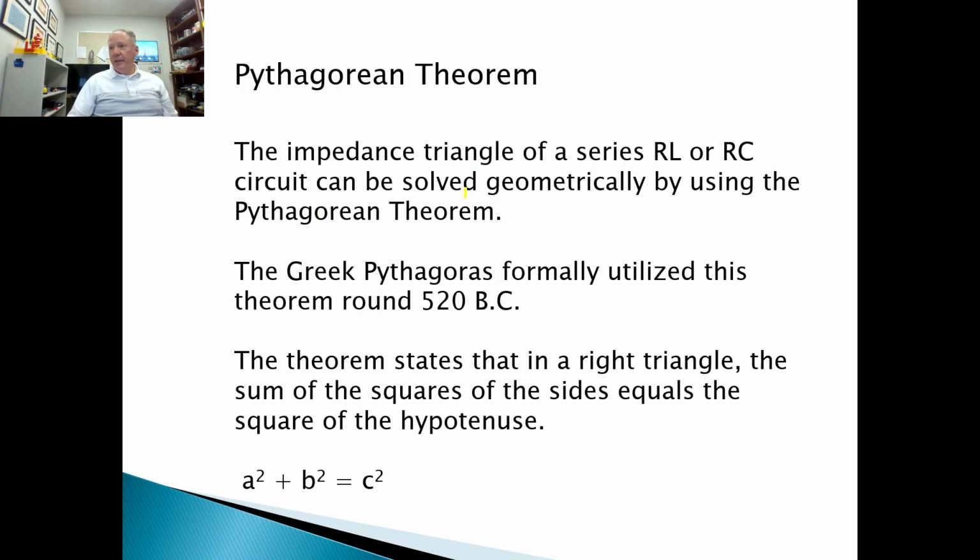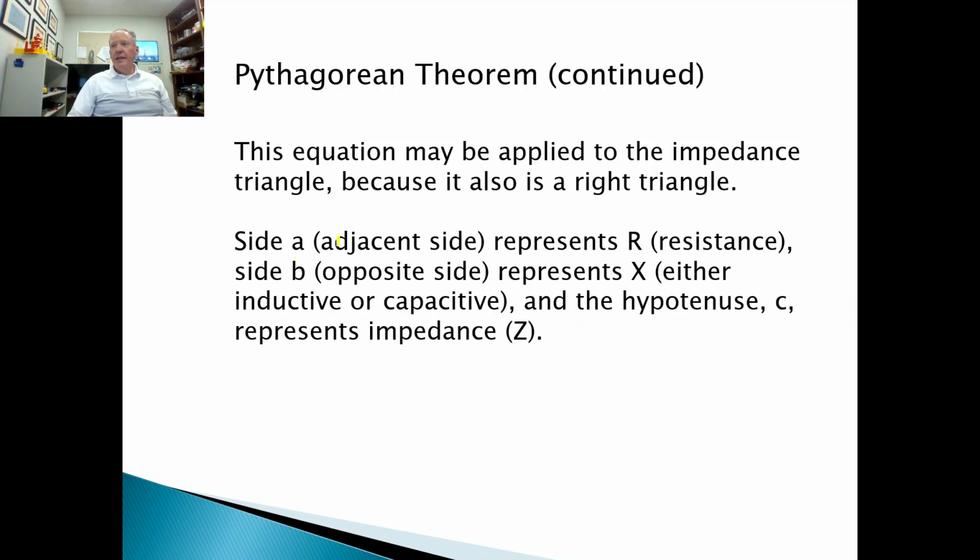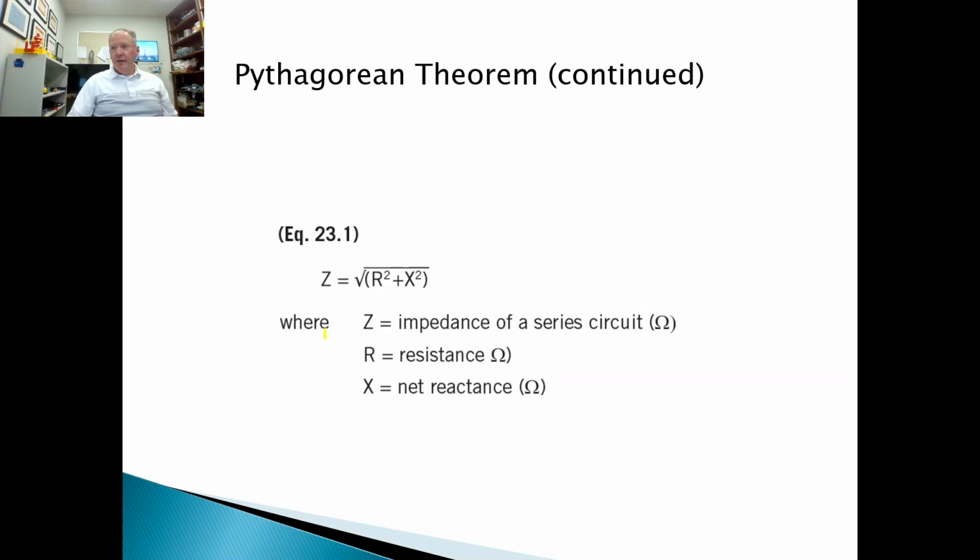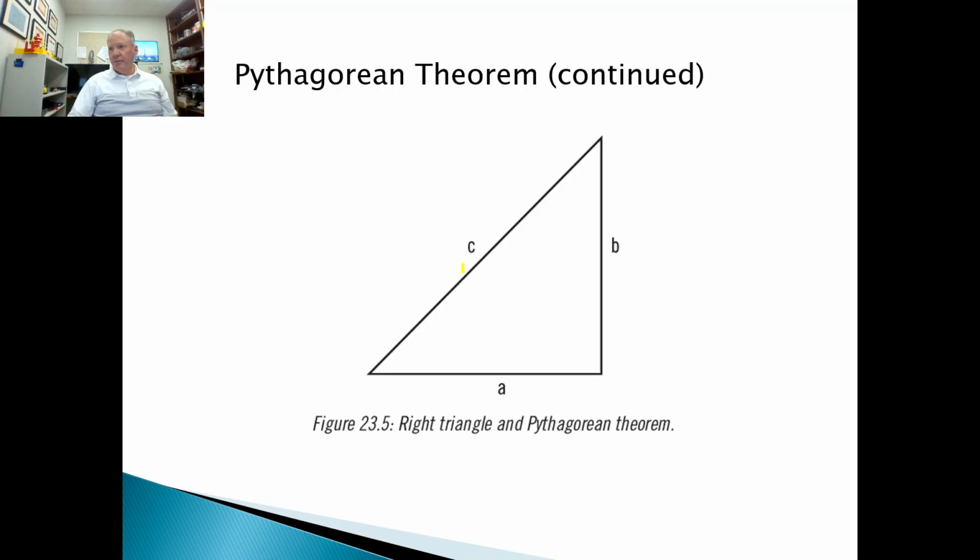Now, the impedance triangle is going to be calculated with A squared plus B squared equals C squared, which is Pythagorean's theorem. And then it's also going to be related to trigonometry. Okay? So Z is going to equal the square root of R squared plus X squared, where R is the resistance and X is the net reactance. So it's the same thing here as with Pythagorean, right? A squared plus B squared equals C squared, or C equals the square root of A squared plus B squared. Okay? So you can see that, and we did that earlier.